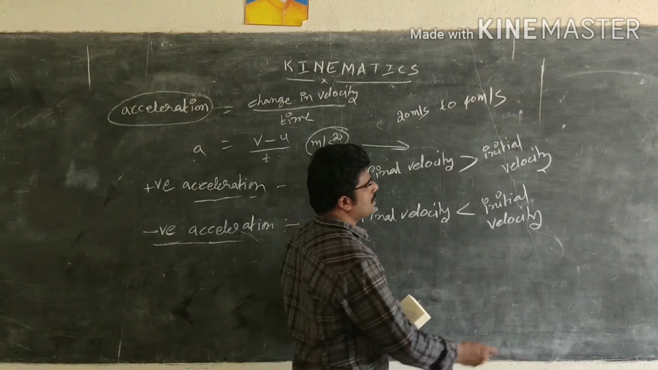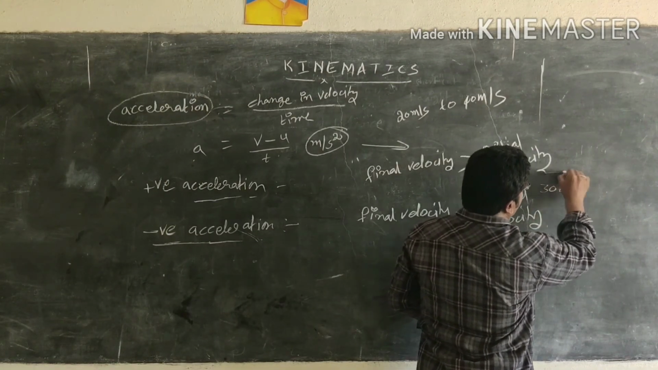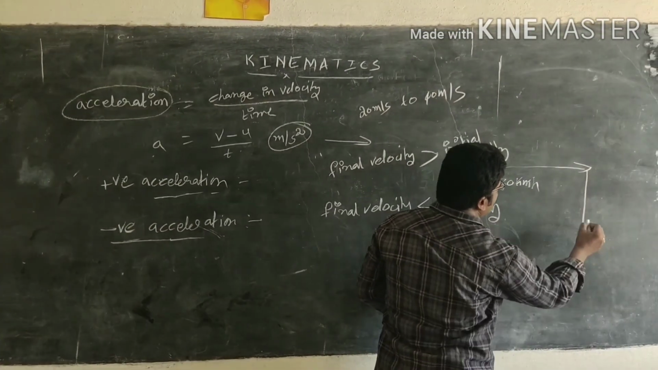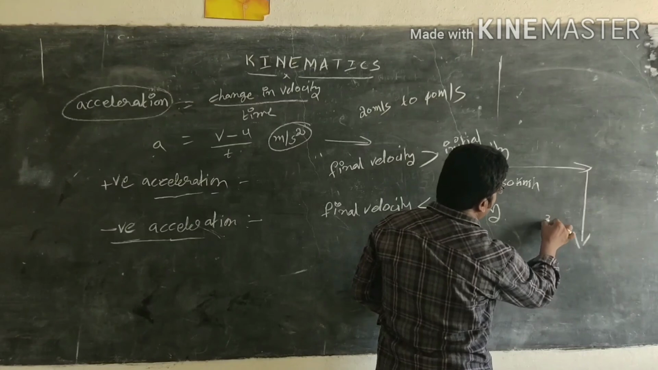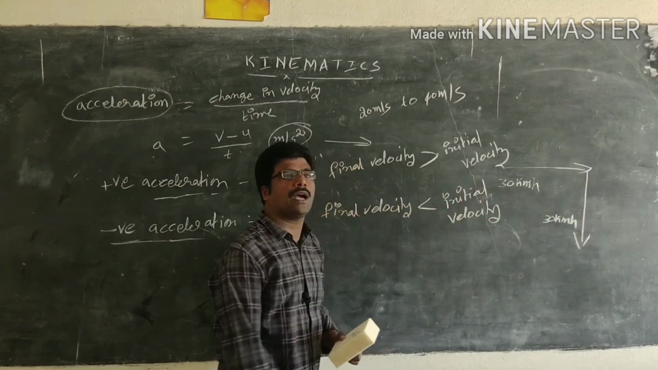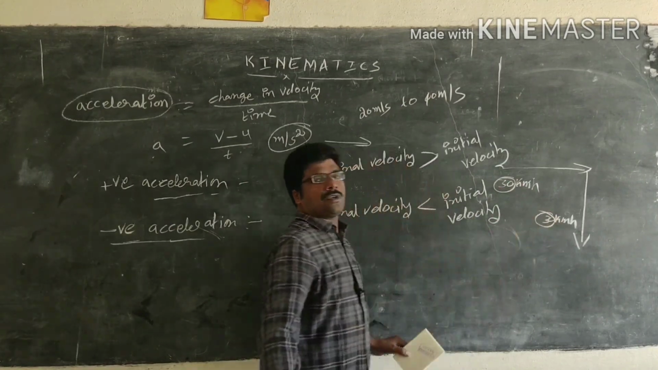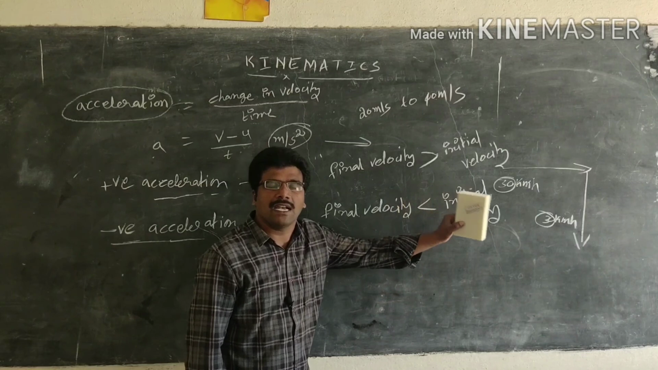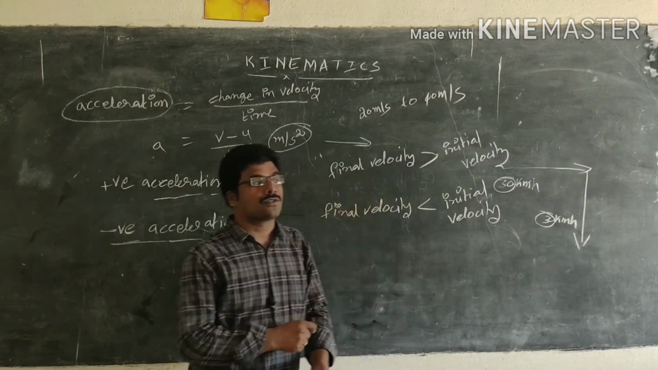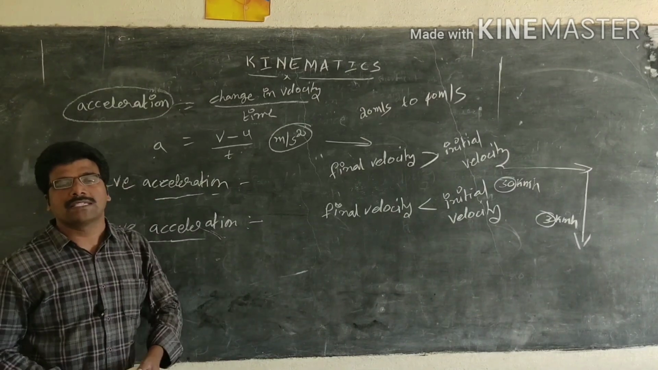For example, a body moves at 30 km per hour eastwards and turns to the south and also moves with the same velocity, 30 km per hour. Here there is no change in magnitude, but there is a change in direction. So the acceleration exists. In the next class we are going to see non-uniform acceleration.